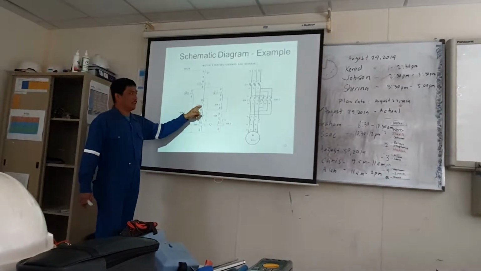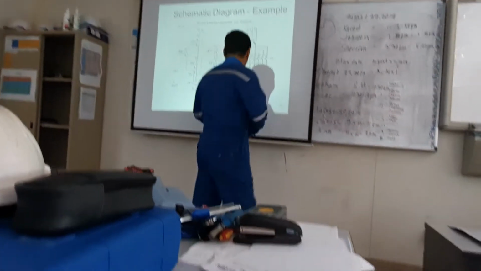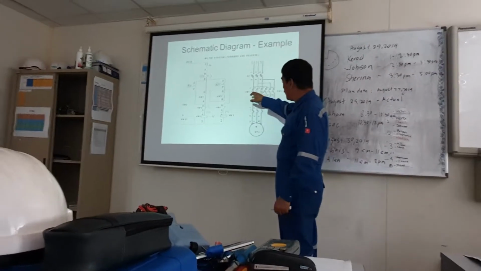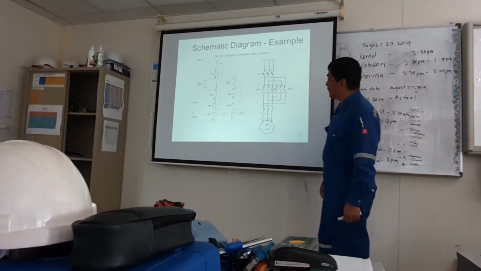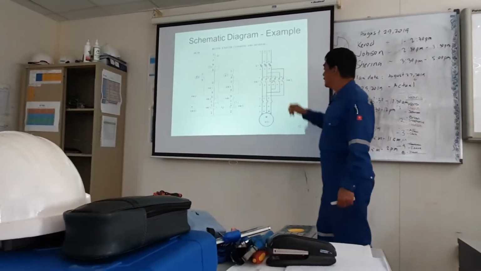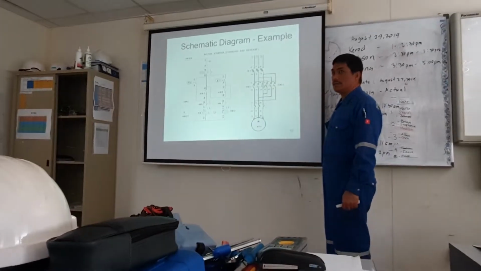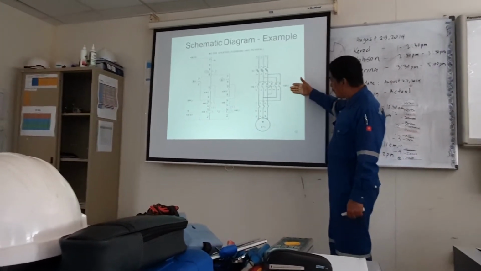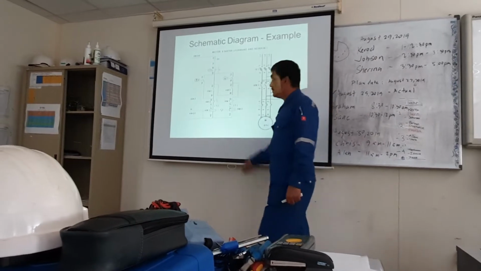Brian, what is KM1? KM1 is contactor. KM2 is? Okay, good. So, this diagram is showing what? What kind of diagram is this?